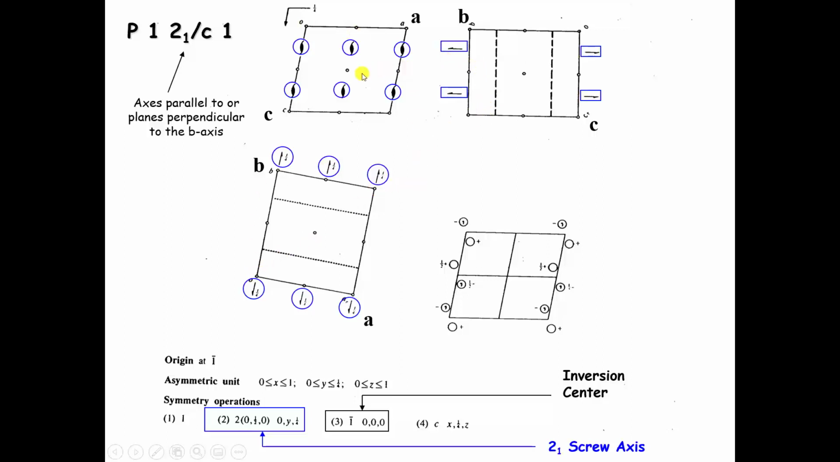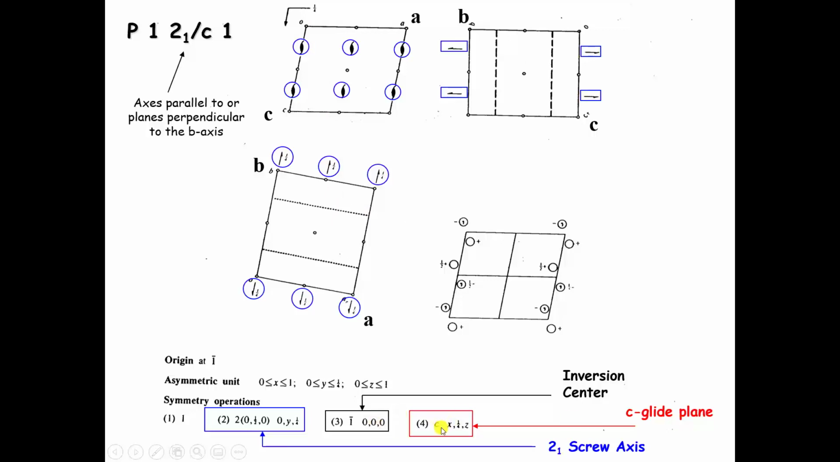We also have inversion centers at the center of each face. So that would be at half, 0, half. Here it would be at 0, half, half. Here it would be at half, half, 0. We also have inversion centers on each edge. Those are not all written there, but those can all be generated by symmetry once we put that original inversion center in. And then symmetry operation number 4 is the C glide plane.